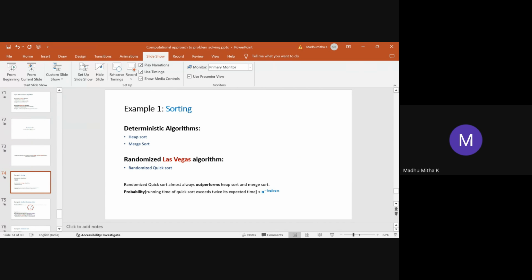I have given some examples for the deterministic algorithms, like heap sort and merge sort, and for the Las Vegas algorithm I am using the randomized quicksort. Here the randomized quicksort outperforms both heap sort and merge sort, performing well and giving a better output. So the probability that the running time of quicksort exceeds twice its expected time is small.